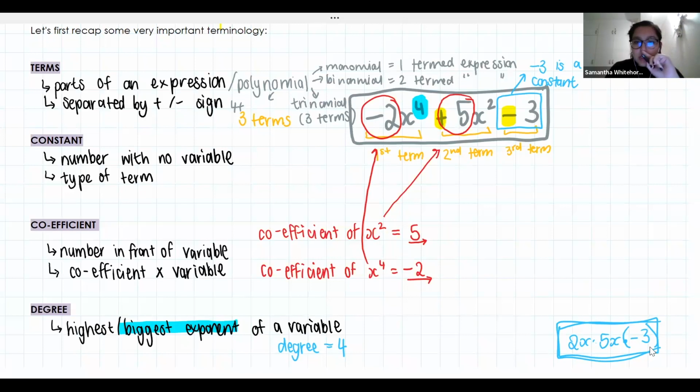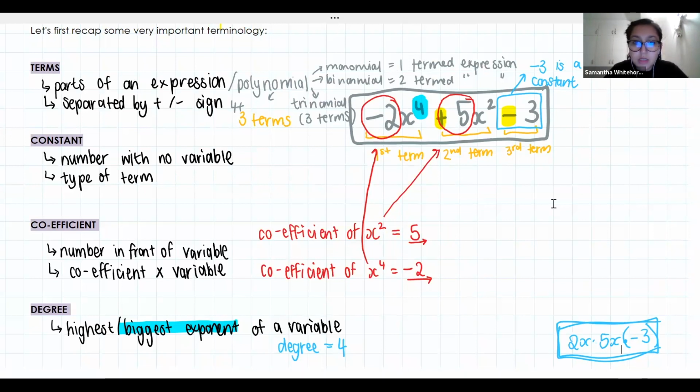There was a question of, is there any case where there is a division? Yes, there definitely can be. It depends on the example that we give you. But remember, division doesn't separate terms, so it's not going to affect the number of terms that you have.